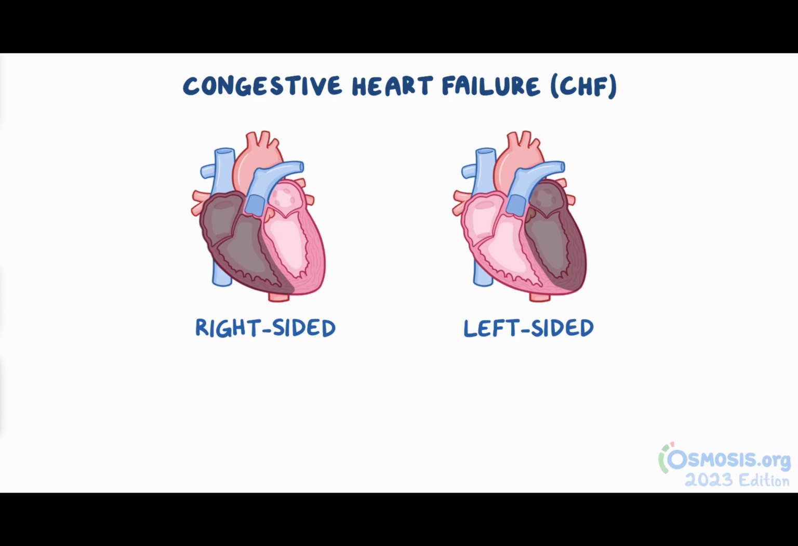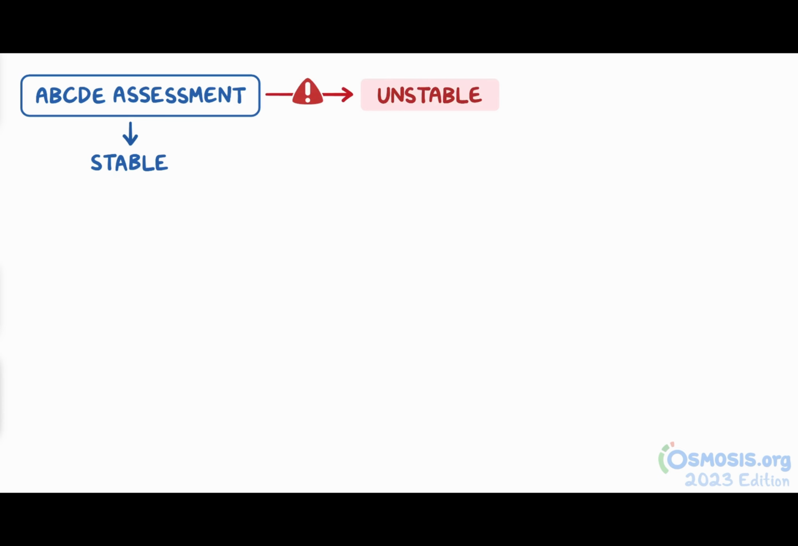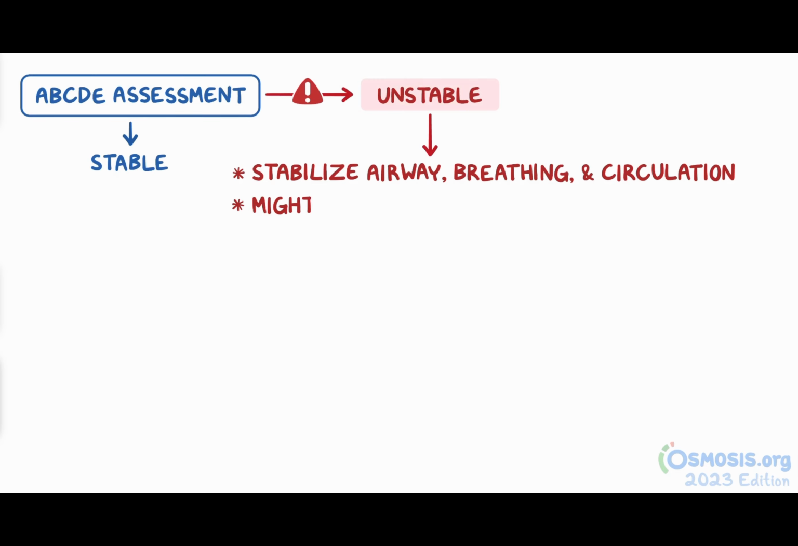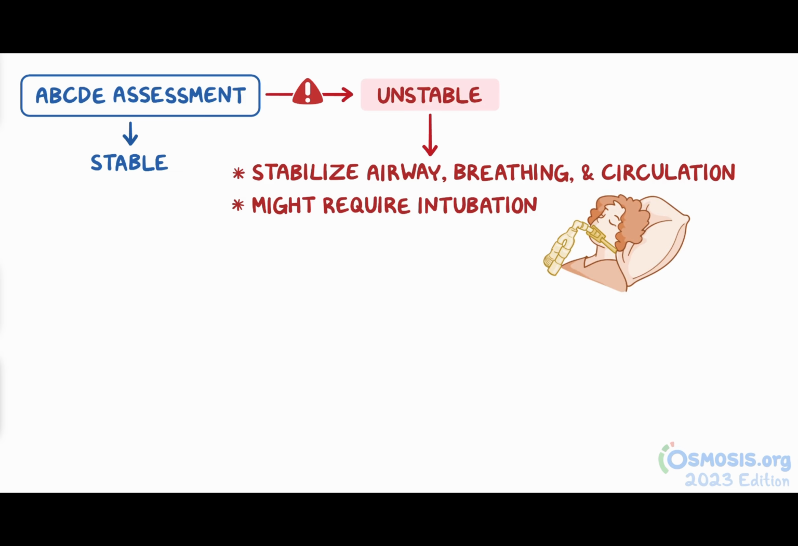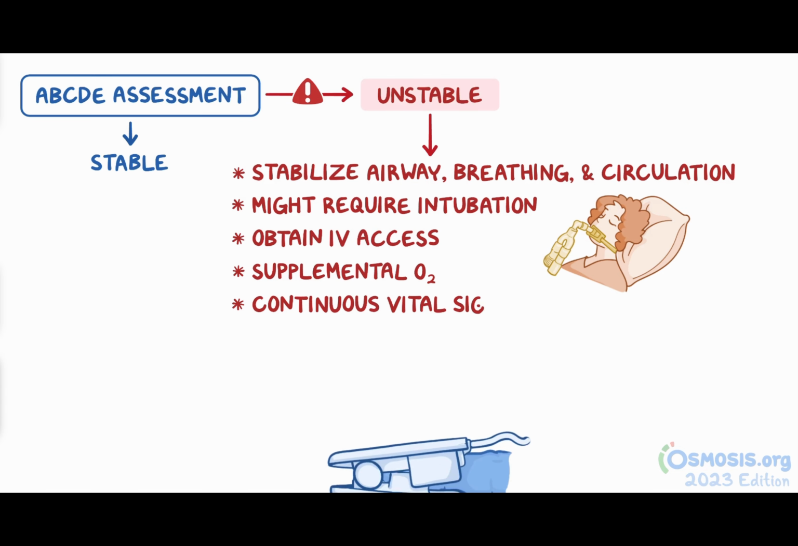Alright, the first thing to do when assessing a patient with signs and symptoms suggestive of CHF is to perform an ABCDE assessment to determine if they are stable or unstable. If the patient is unstable, stabilize their airway, breathing, and circulation, which might require intubation. Additionally, obtain IV access, administer supplemental oxygen, and put your patient on continuous vital sign monitoring.